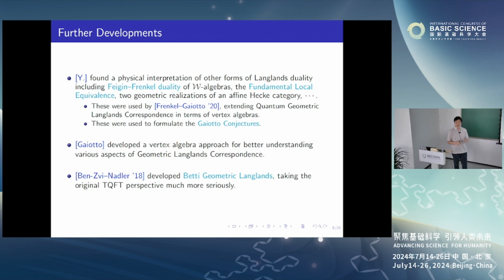If you remember, I considered the de Rham stack and the Betti stack, and Betti Langlands is based on the Betti stack. This has also recently been proven to be pretty useful in understanding the other forms of Langlands as well. So quite exciting stuff coming out of this proposal of Langlands.